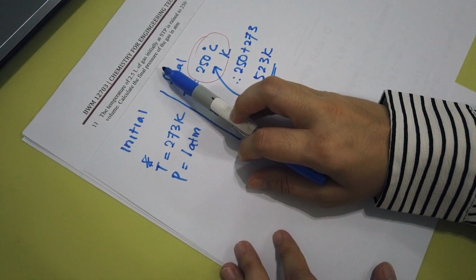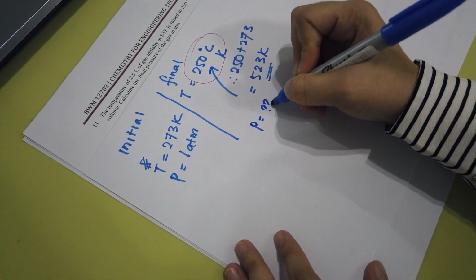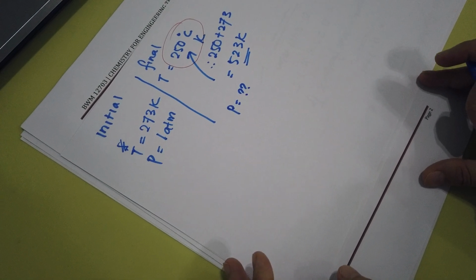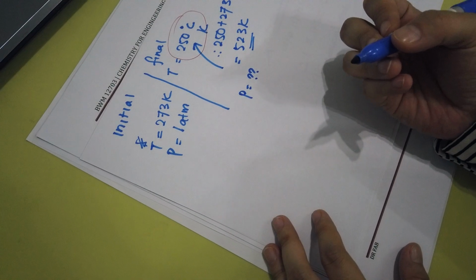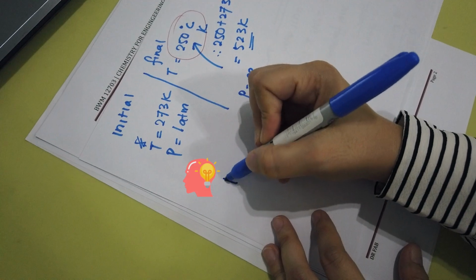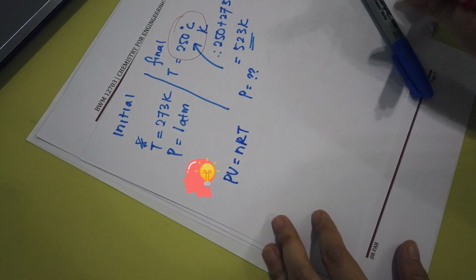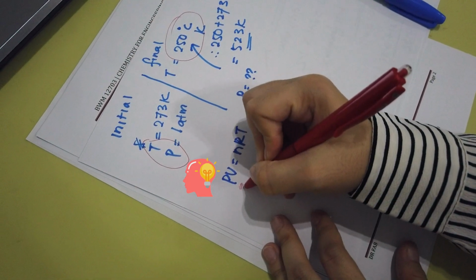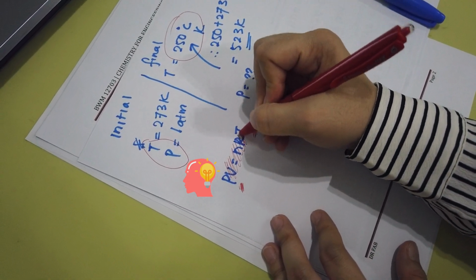Now the question asks you to calculate the final pressure, so P is what you want to find. It's hard for you to remember all of the formulas for gas law, so what I encourage you to do is just remember one, which is the ideal gas law, PV equals nRT. Now we are only looking at P and T, so the rest of the things you can just omit.